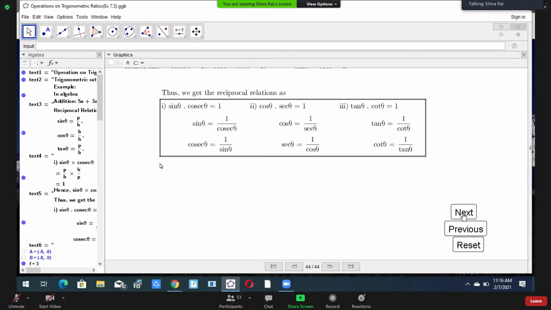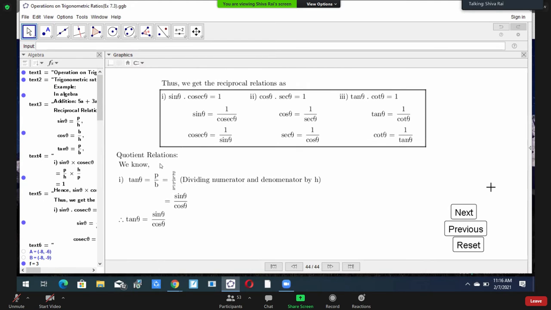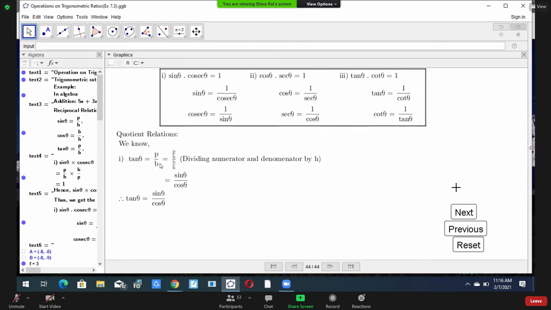Now let's see here. After this, quotient relations. Quotient means the relation we are getting by dividing. That is quotient relation. Okay. So look here. Quotient relation, what happens? We know tan theta equal to p by b.